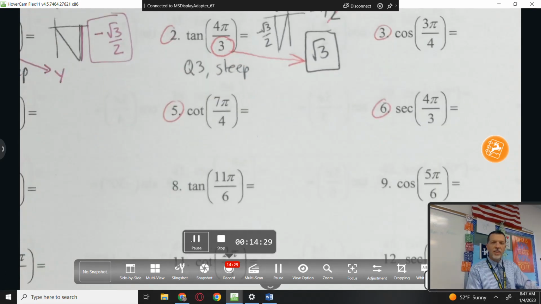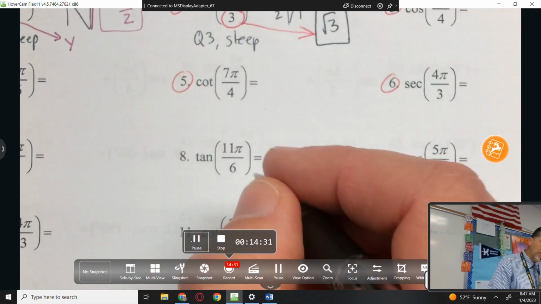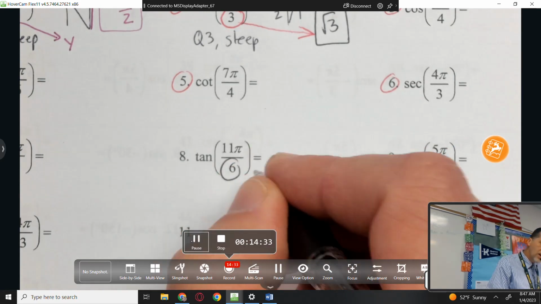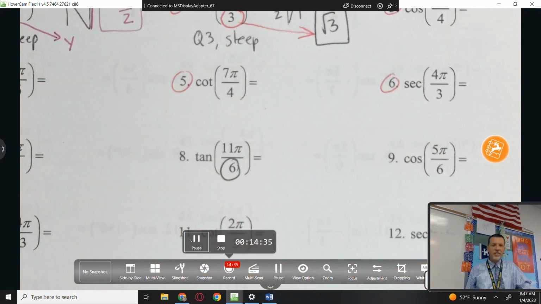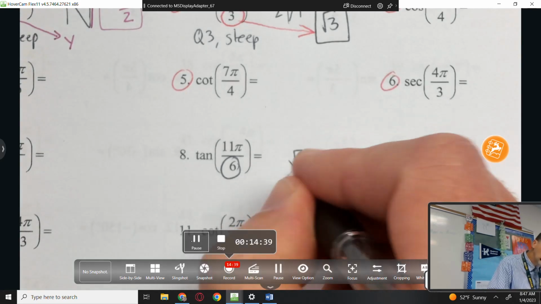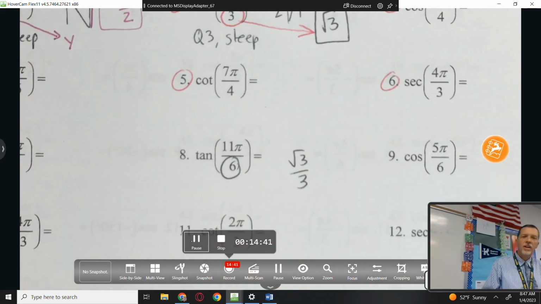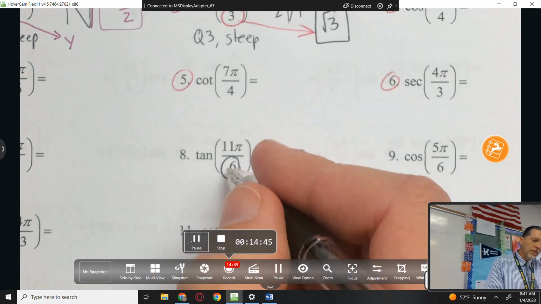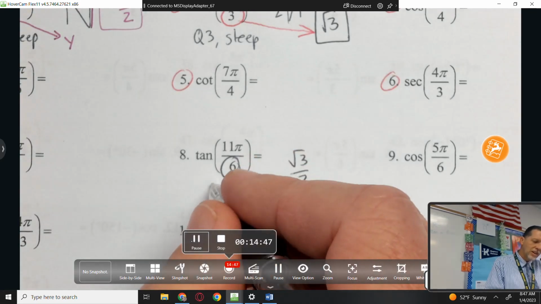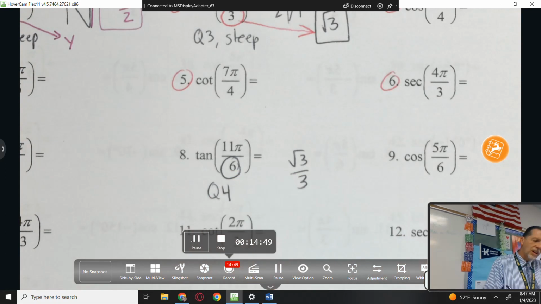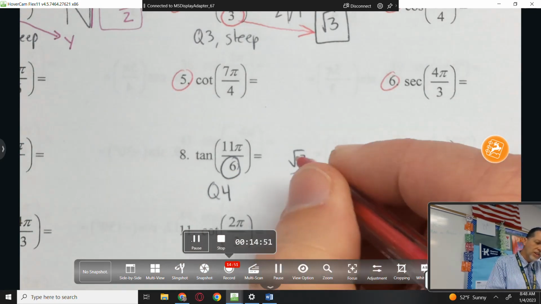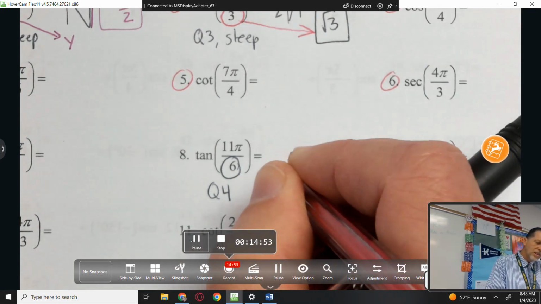Tangent of anything over 6, like we can skip down to number 8. How many 3's does it take to get to 6? So this one's root 3 over 3. Although I need to be careful. 11 over 6, what quadrant is that in? And is tangent positive or negative in the fourth quadrant? Negative.